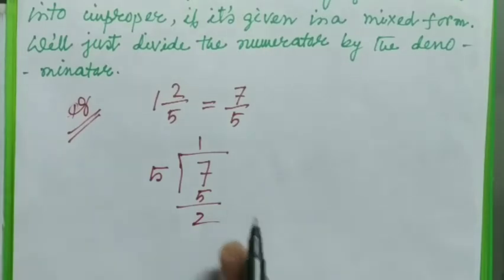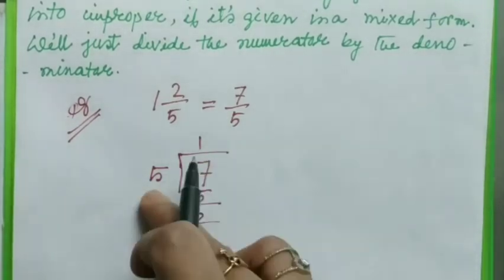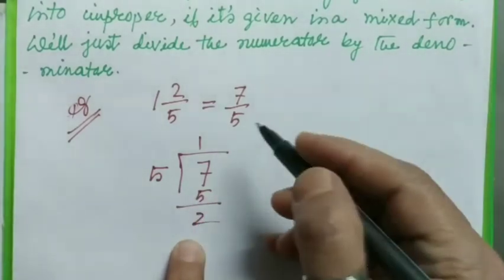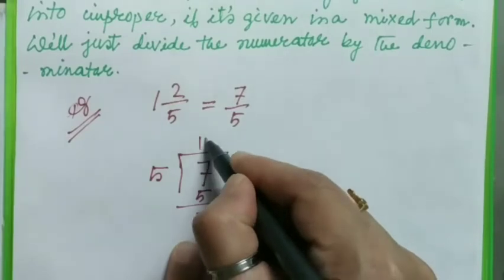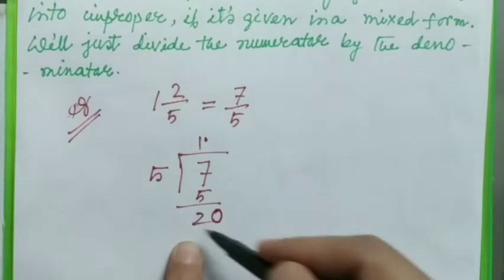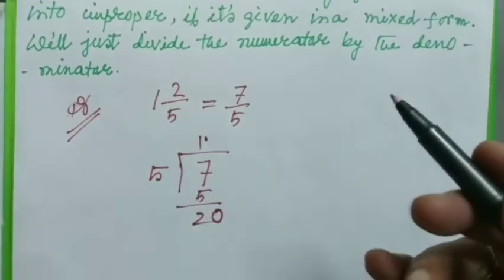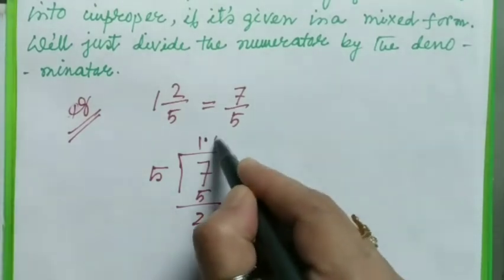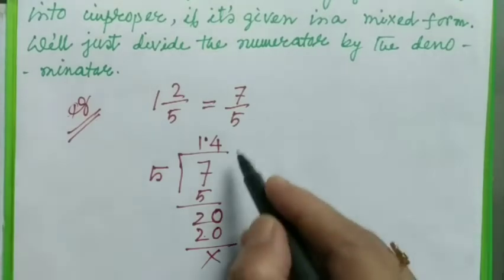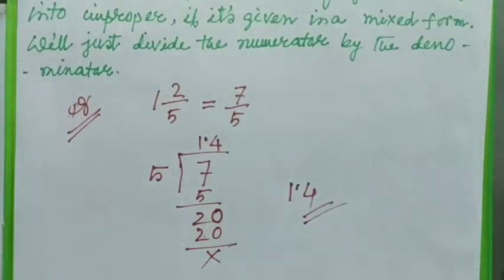Now you see 2 is the remainder, and the divisor 5 is greater than this 2. So we will add one decimal point here and put a 0 here, and now 20. Which number does 5 go with to make 20? It goes with 4, as 5 4s are 20. So I am putting here 5 4s are 20. So our answer will be how much? 1.4 will be the answer.